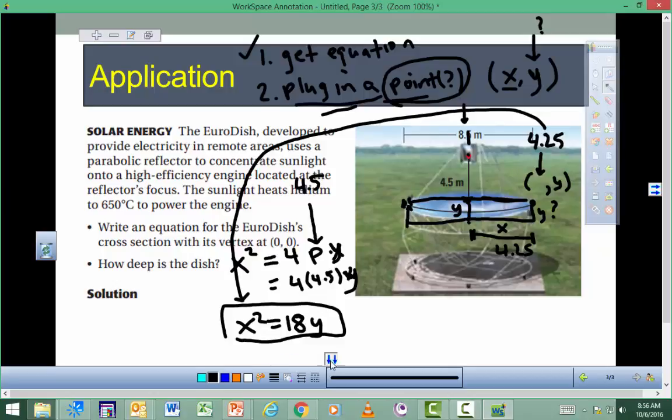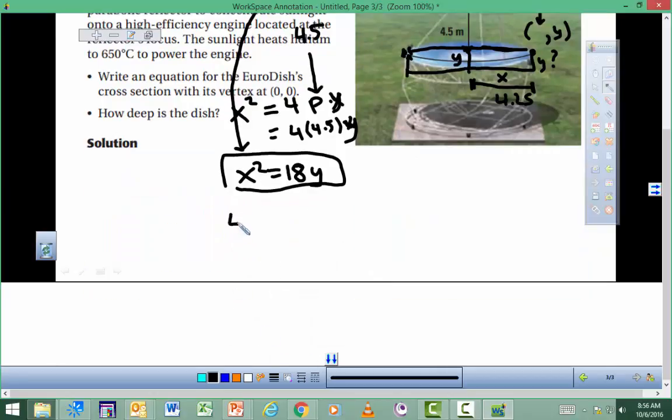Thank you to Joel for helping me. This is 4.25, and we square that. Then we say that's equal to 18 times y. I have a handy calculator here.